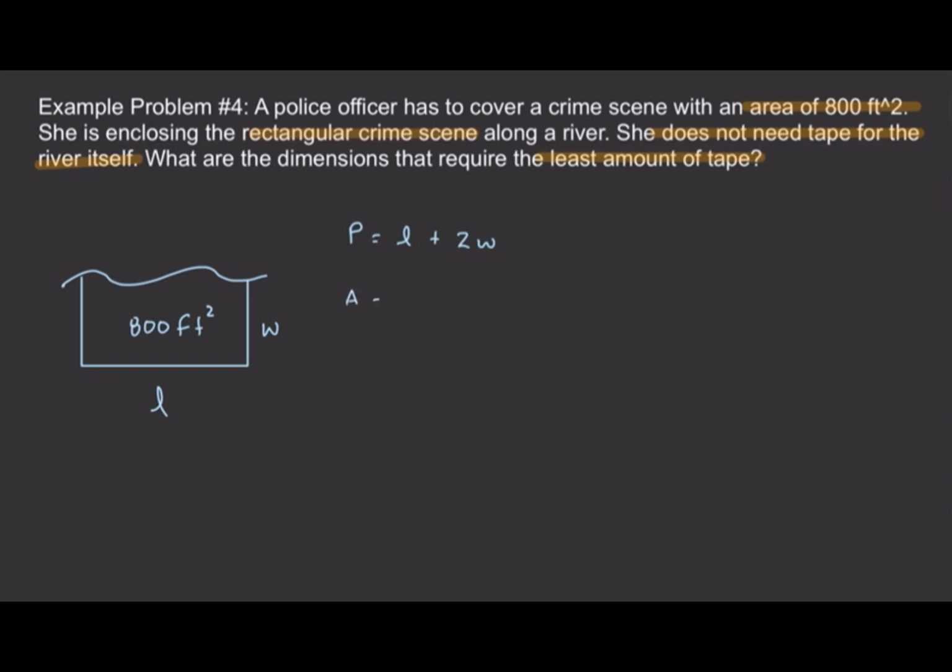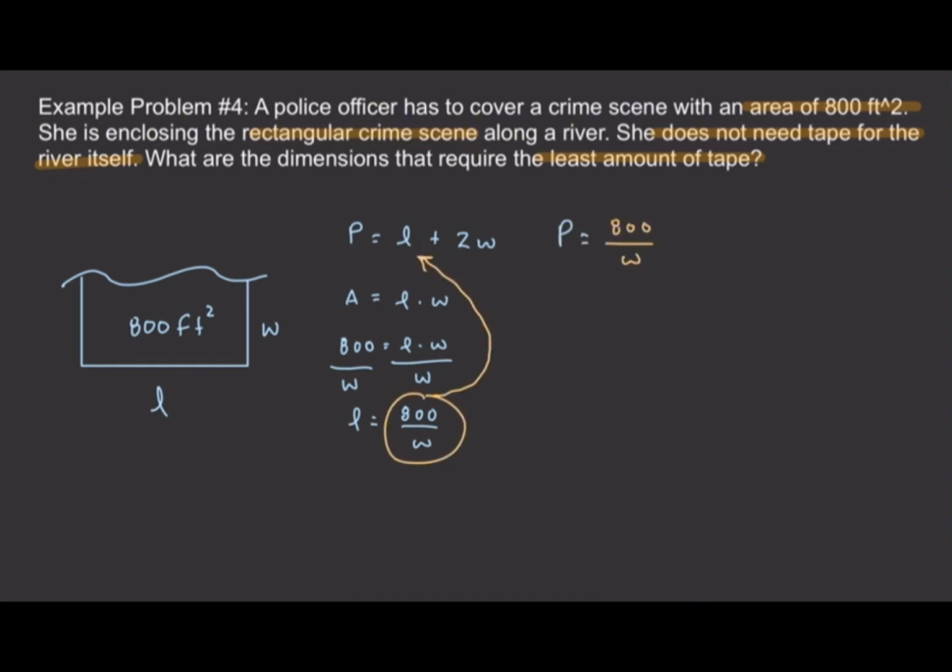We also know that 800 equals length times width. Let's take our equation for area and isolate one variable so we can substitute it into our perimeter equation. Let's divide this equation by width to isolate length. Now we have length equals 800 divided by width. When we plug this value into the perimeter equation, we get P equals 800 divided by width plus 2W.